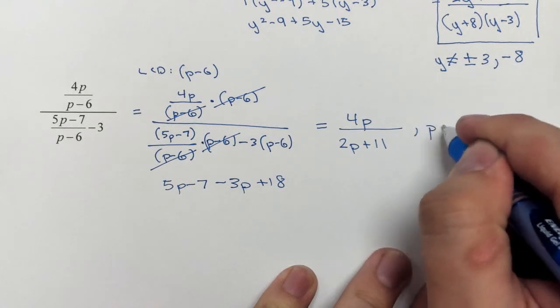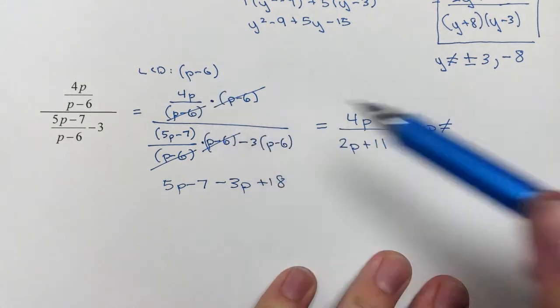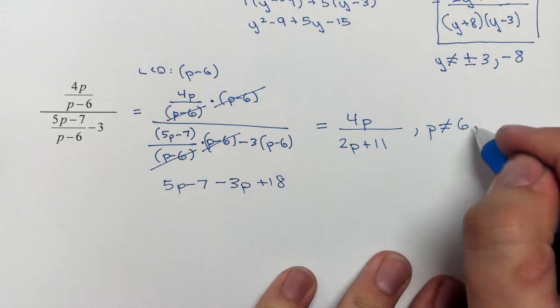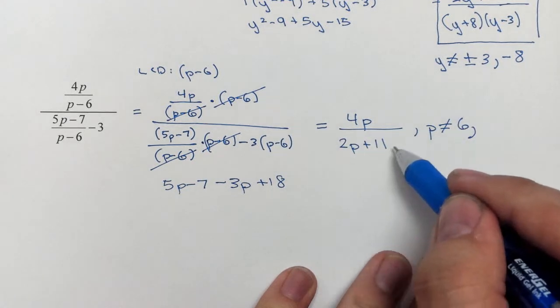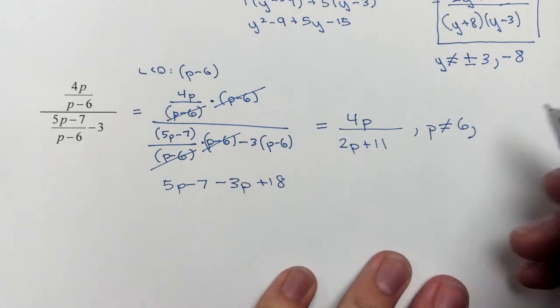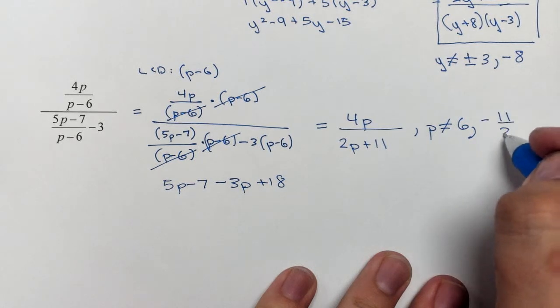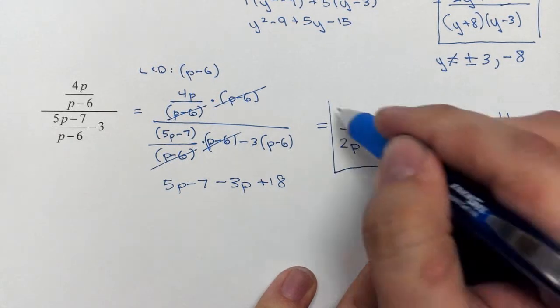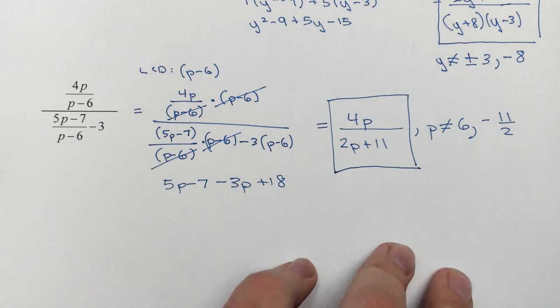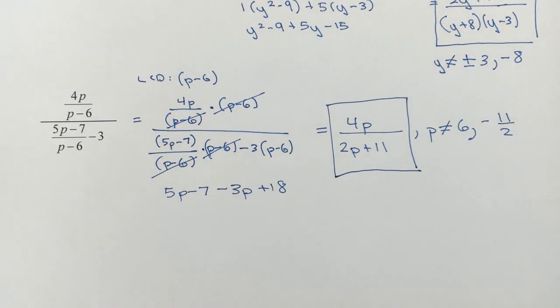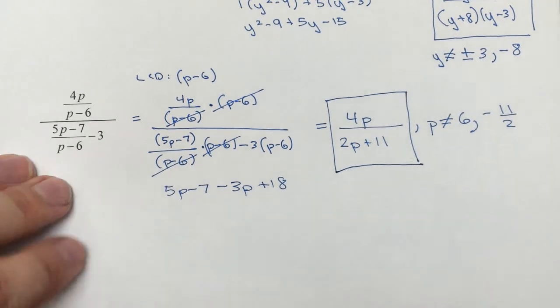what restrictions do I have? Well, based on the original LCD, p could not be 6. Based on this new denominator, the 0 of this factor, 2p plus 11, is negative 11 halves. So don't forget those restrictions because those will be useful from time to time. Okay.